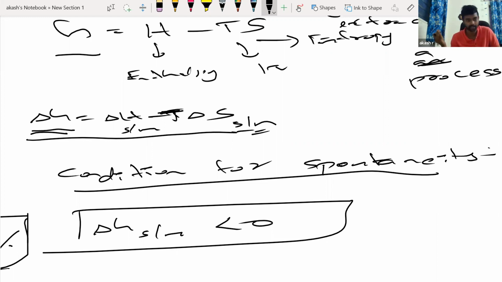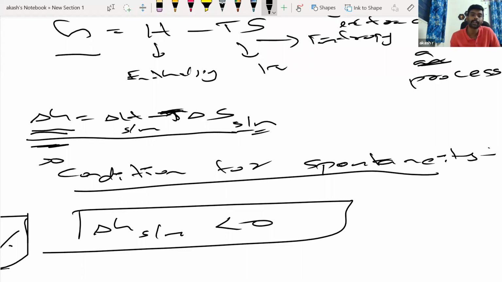I hope that makes sense. Certain reactions will not happen at room temperature, but if you increase the temperature, those reactions will happen. Why is it like this? Because the delta G of that particular reaction is going to become negative only above a certain temperature. At room temperature, the delta G value is greater than 0, and that is the reason the reaction is not happening at all. So for any reaction to happen at any temperature, the delta G value should be less than 0. Only then will the reaction happen.